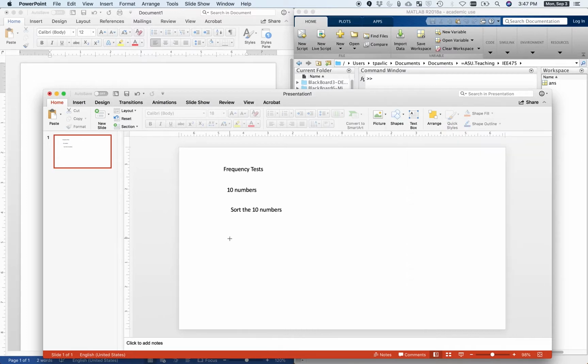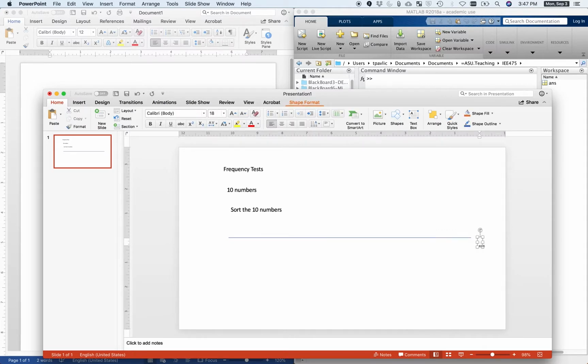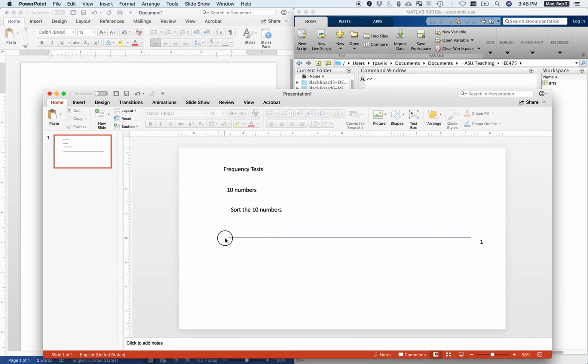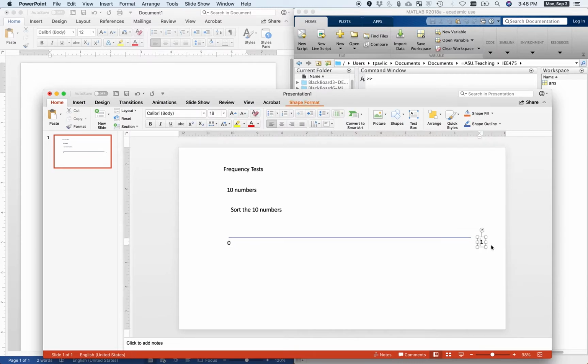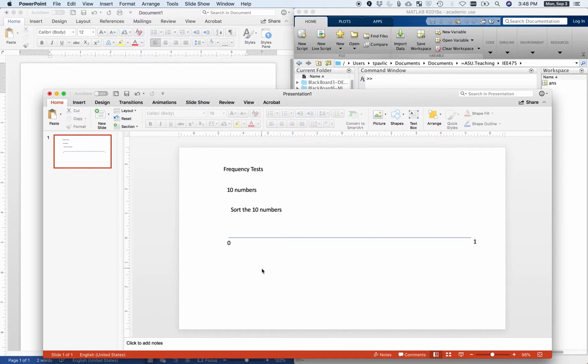draw that number line again, all right, so there's my number line. I have 0 on one end and 1 on the other. And I have these 10 numbers. So I guess I could just draw, maybe I will literally draw 10 little dots representing the numbers on this number line. So there's 1, 2, 3, 4, 5, 6, 7, 8, 9, 10. All right.